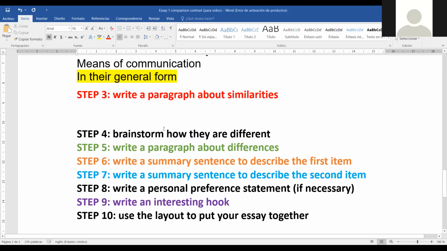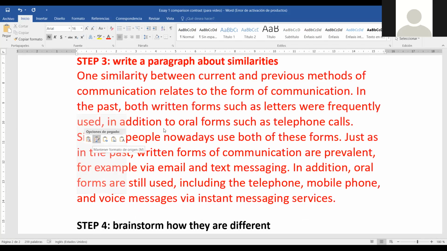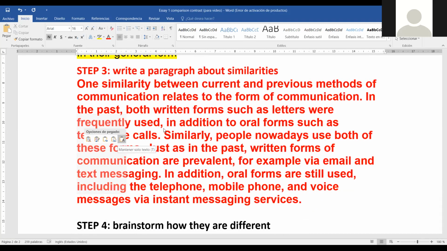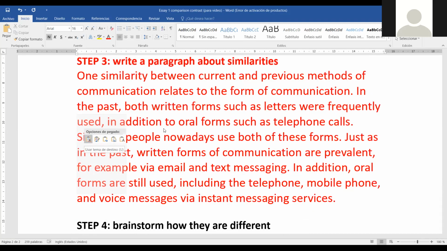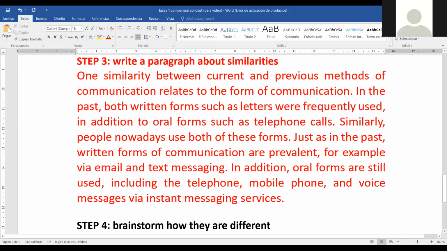And this is my paragraph. Can you read my paragraph, please, Luis?